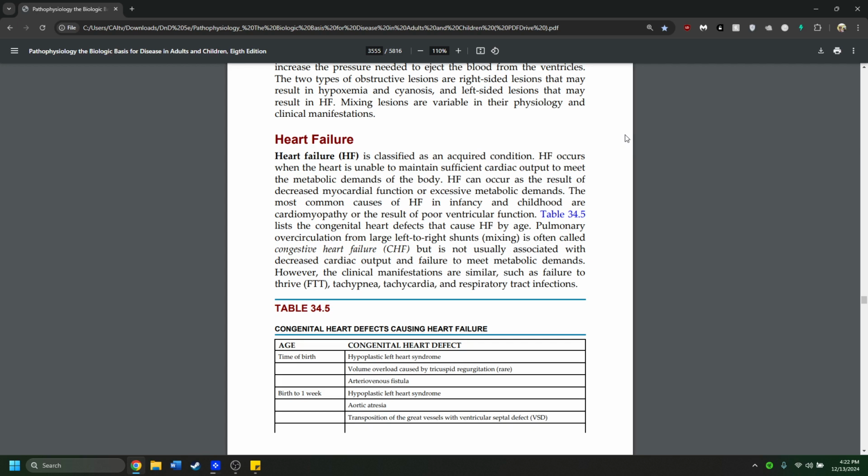The table here lists the congenital heart defects that may cause heart failure by age. Pulmonary overcirculation from left to right shunts, mixing, is often called congestive heart failure, but is not usually associated with decreased cardiac output and failure to meet metabolic demands. However, the clinical manifestations are similar, such as failure to thrive, tachypnea, tachycardia, and respiratory tract infections.